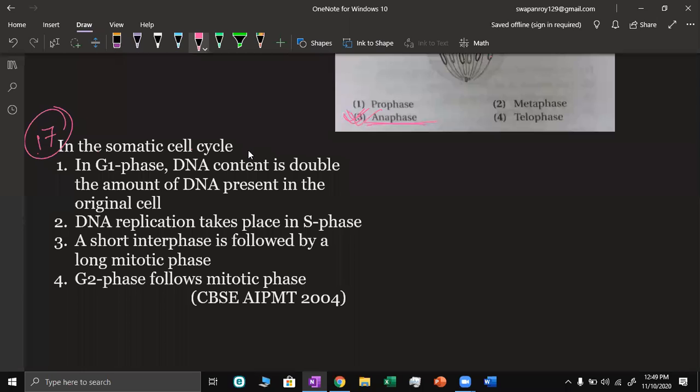Come to question number 17. In the somatic cell cycle, G1 phase DNA content is double the amount of DNA present in the original cell.